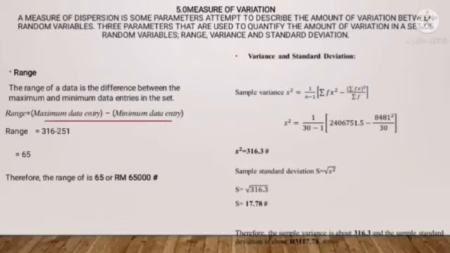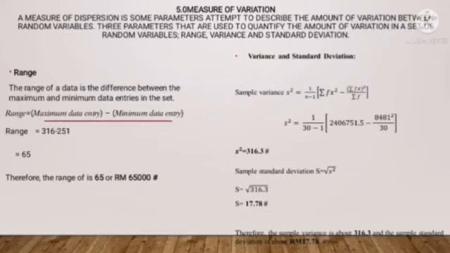The formula for variance is S squared equals 1 over n minus 1, bracket, summation fx squared minus, bracket, summation fx all squared over summation f, bracket. So the variance for our data is 316.3.